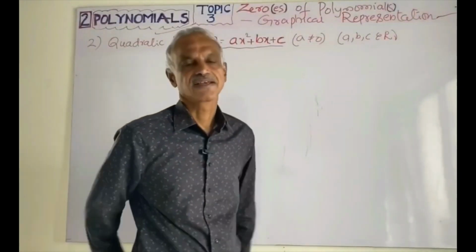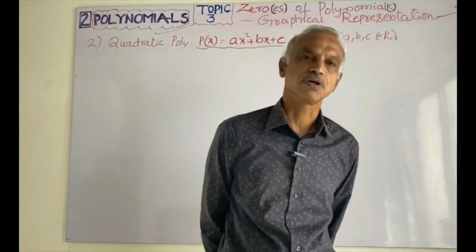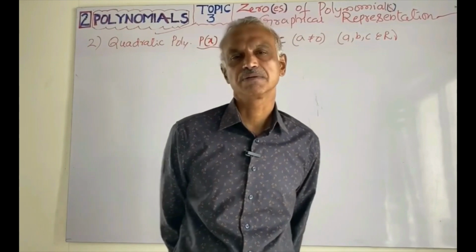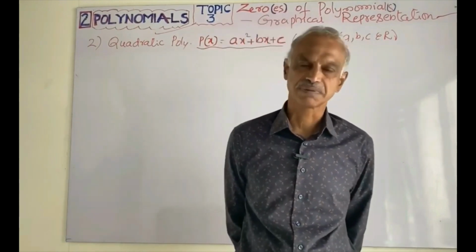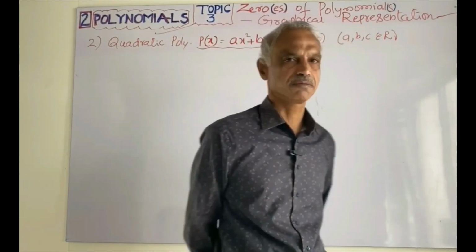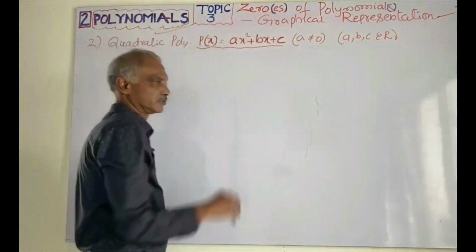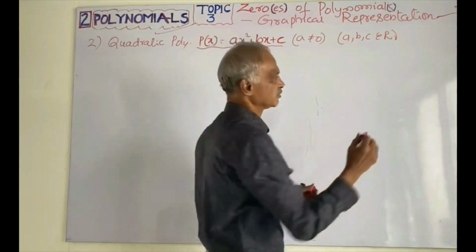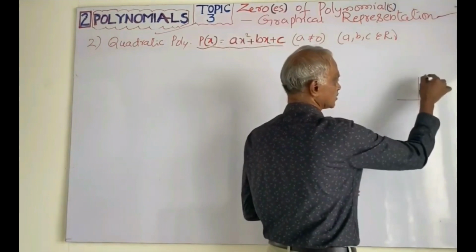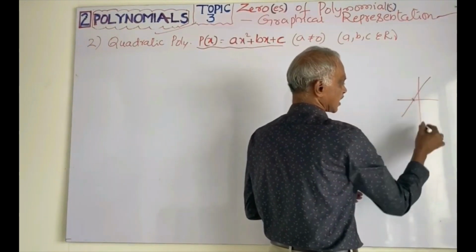Hi students, now zeros of quadratic polynomial. Quadratic polynomial p of x is equal to ax square plus bx plus c, where a, b, c are real numbers and a is not equal to 0. What is the graph of a linear polynomial? A linear polynomial is a straight line touching the x-axis.